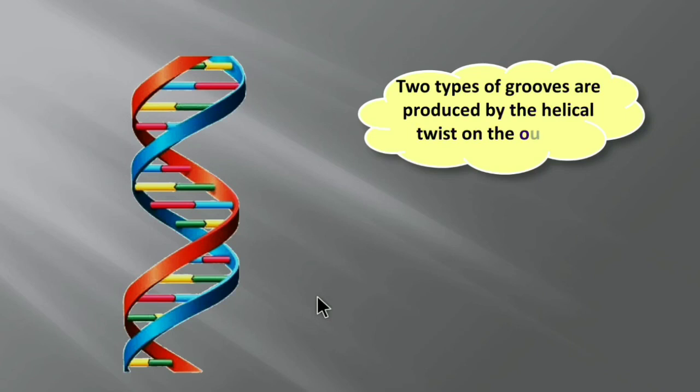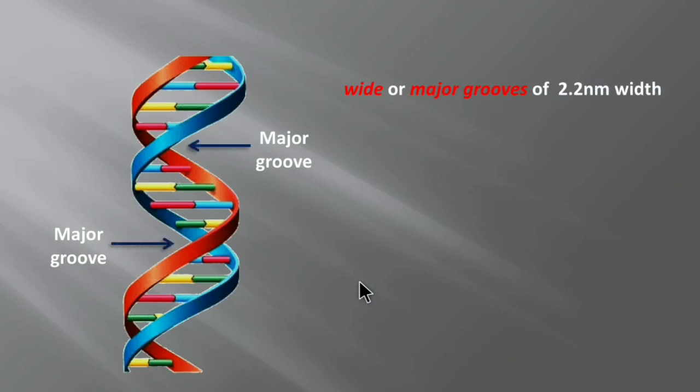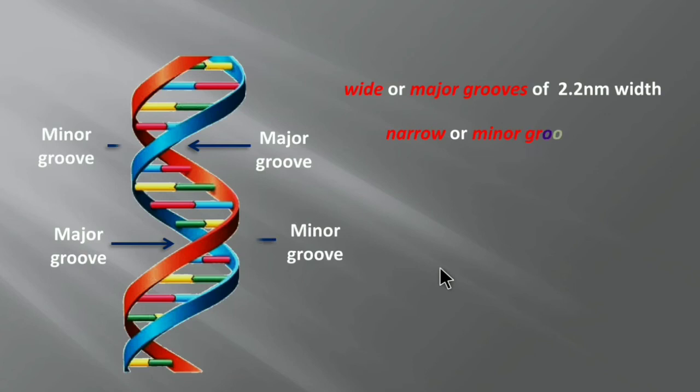The two types of grooves are produced by the helical twist on the outside. One is the major or wide groove of 2.2 nanometer width. The other is the narrow or minor groove of 1.2 nanometer width. So these are the characteristic features of the double helix model of DNA. In the next session, we will discuss the packaging of DNA. Thank you.